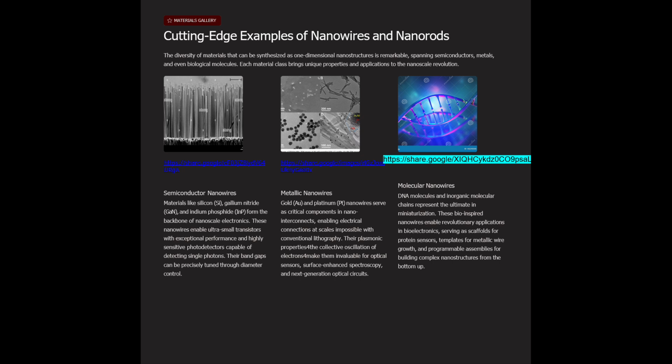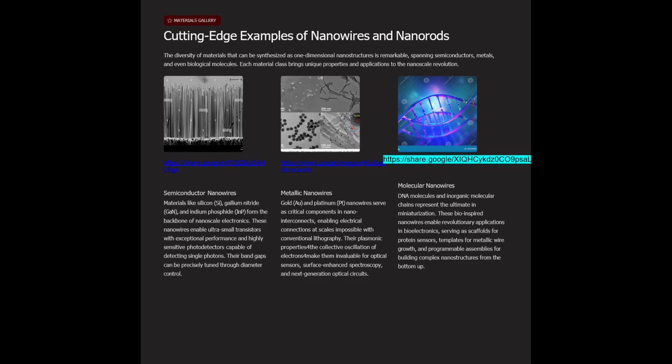Metallic nanowires, gold and platinum, serve as critical components in nano interconnections, enabling electrical connections at a scale impossible with conventional lithography. Their plasmonic properties, with collective oscillations of electrons, make them enabling for optical sensors, surface enhanced spectroscopy, and next generation optical circuits.